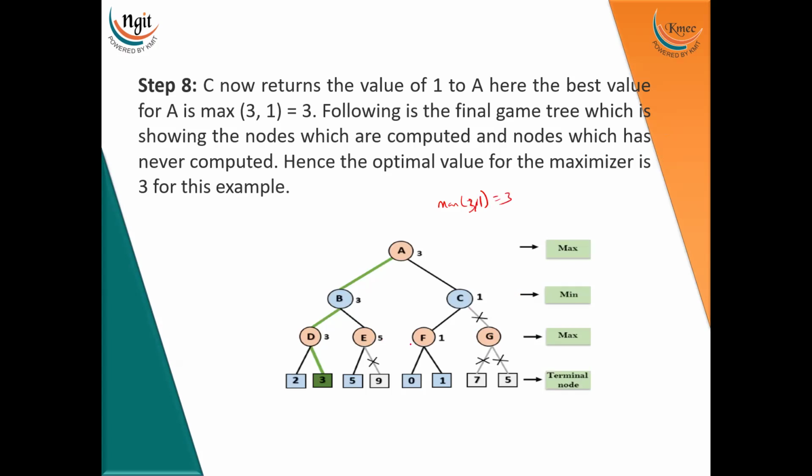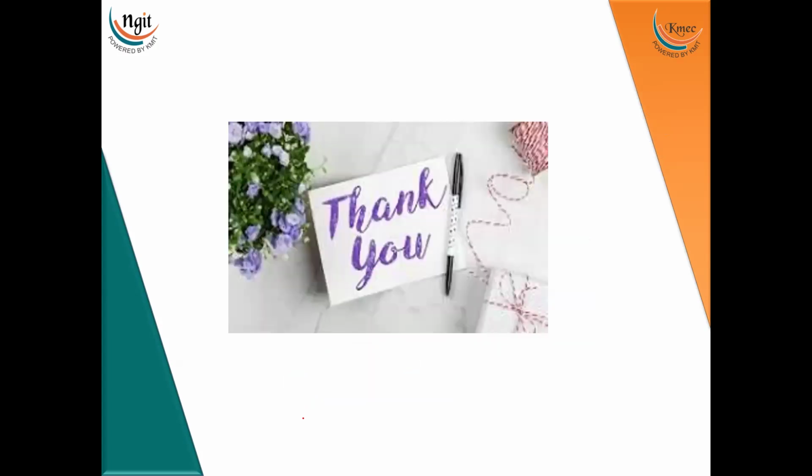So this is the final game tree which shows the nodes which are computed and the nodes which were never computed. These nodes we didn't compute, and these are the nodes which we have computed. Hence the optimal value for the maximizer is this one. So A to B, that is 3, B to D 3, and here 3. So we can say that the maximum utility value for this one is 3. So in this way, alpha beta pruning will work. Okay. Thank you.